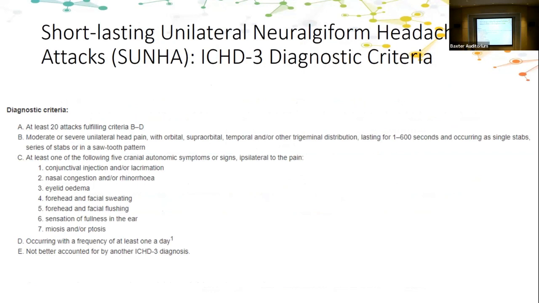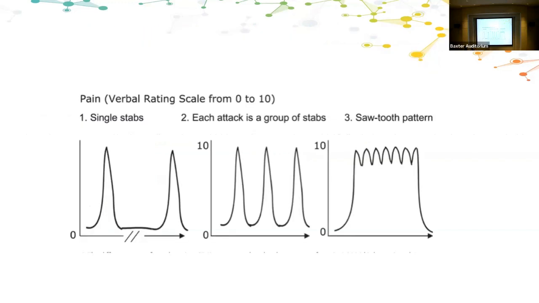So you have to have at least 20 attacks. Moderate or severe unilateral head pain, you get the cranial autonomic symptoms, and occurring with a frequency of at least 1 per day. One thing that they talk about with these, which I skipped over at the time, is 1 to 600 seconds. And it can be single stabs, a series of stabs, or a sawtooth pattern of stabs. And this is just a little schematic that was in a review article. So single stabs, group of stabs, sawtooth pattern.